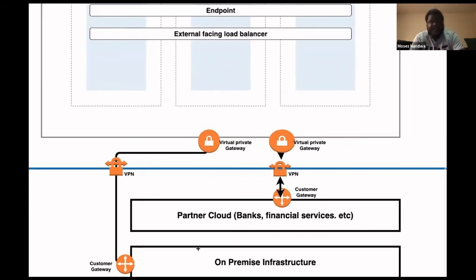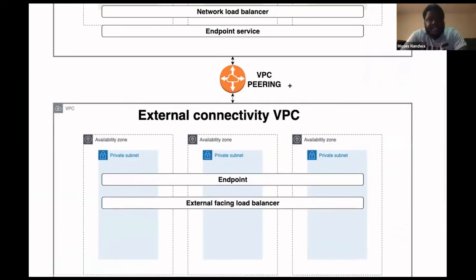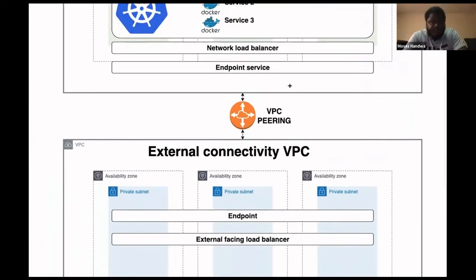So we have 2 things. We have partner cloud, and we have your on-premise infrastructure. If maybe you're running a hybrid setup, you would have your virtual private gateway. You'd have your customer gateway over here. And then in the middle is what we now call a VPN, which is a secure tunnel that you could make. And then we have an external facing load balancer.